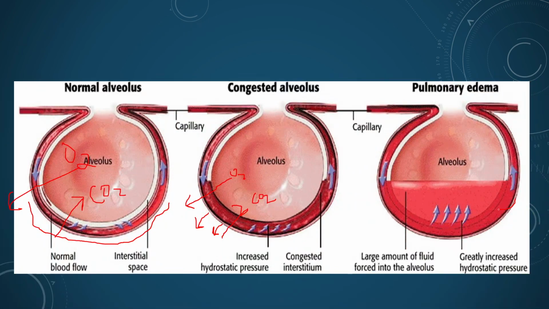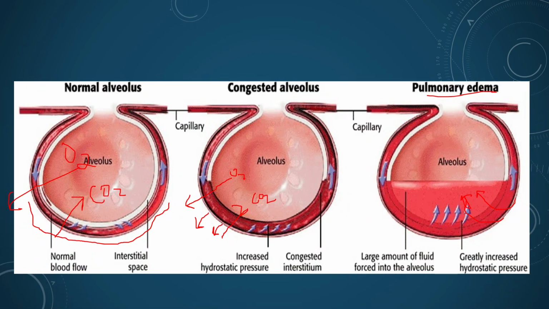That fluid's coming in where it doesn't belong because it's being forced out into the alveoli. Once there's so much fluid being forced out, then it starts covering the alveoli. And that's where you get pulmonary edema from. Right here's one that's congested, but over here is full-blown pulmonary edema. You have large amounts of fluid that's forced into the alveoli.